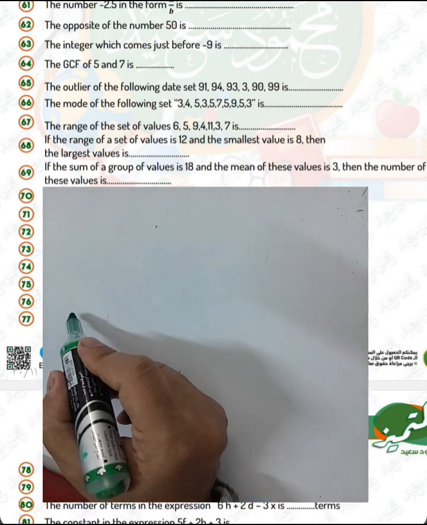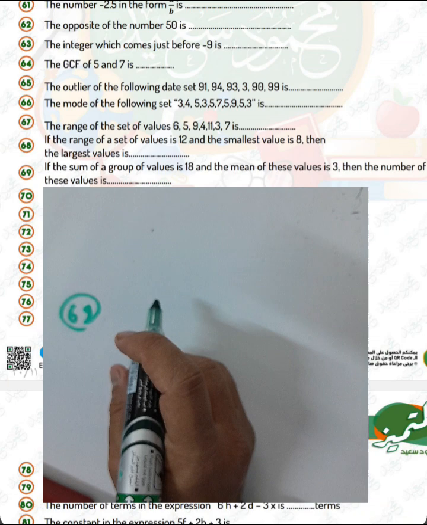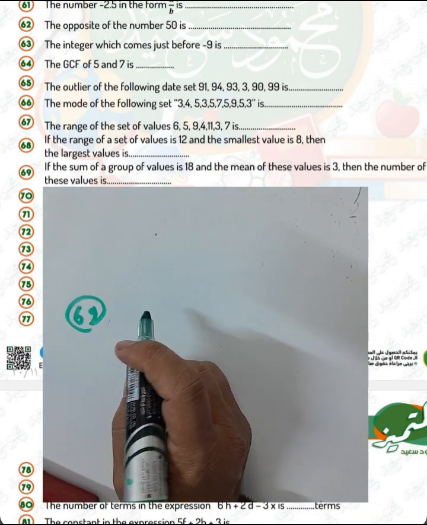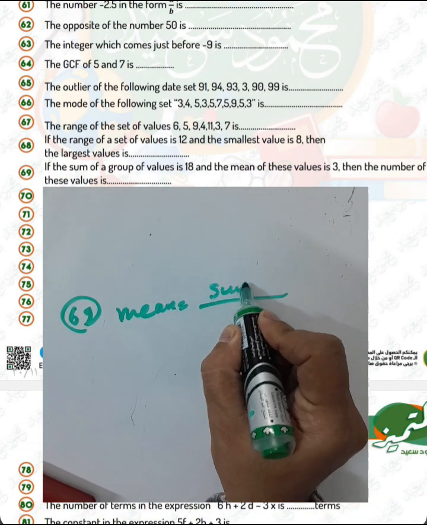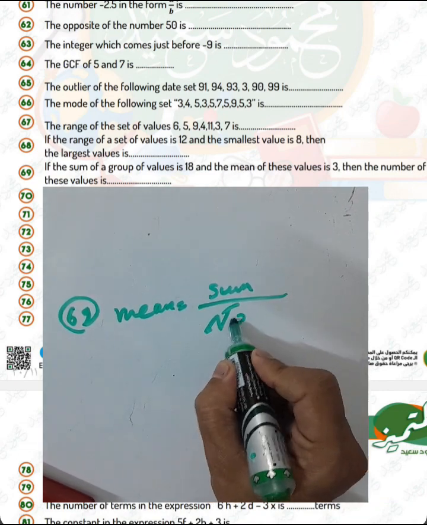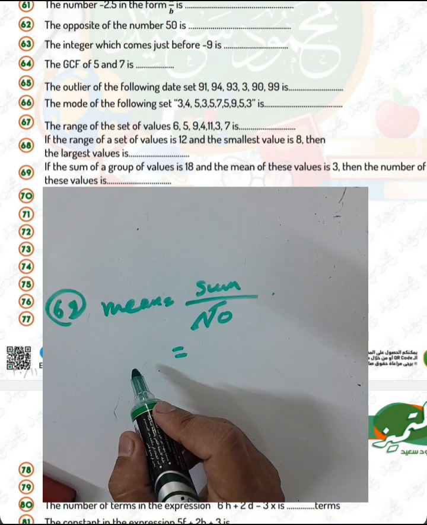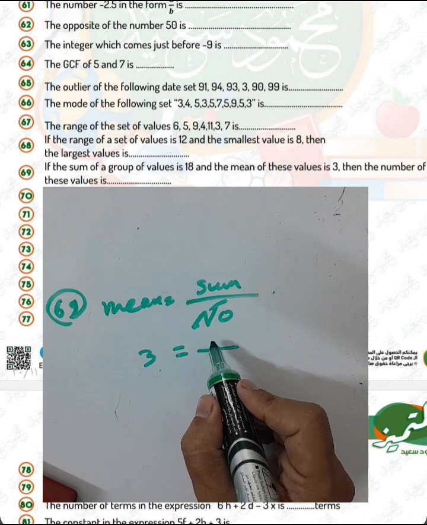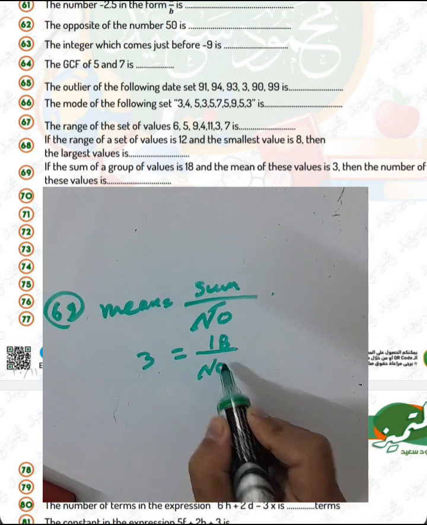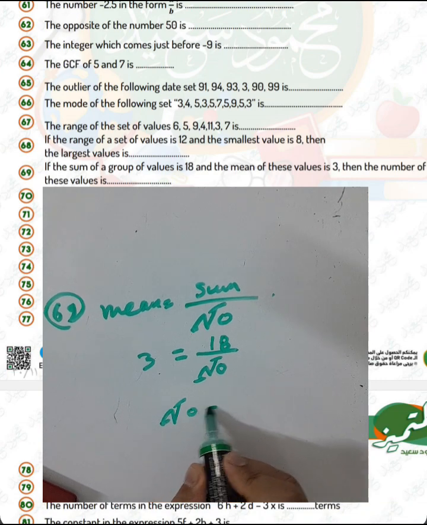Why? Because, again, question 69. In this example, he tells us the mean equals 3. Okay, we know the rule: the mean equals the sum of the values divided by the number of the values. He gives us in this example the mean equal to 3 and the sum of all values was 18, and we want to find the number of the values. 18 divided by 6 equals 3. Then the number of the values will be 6.